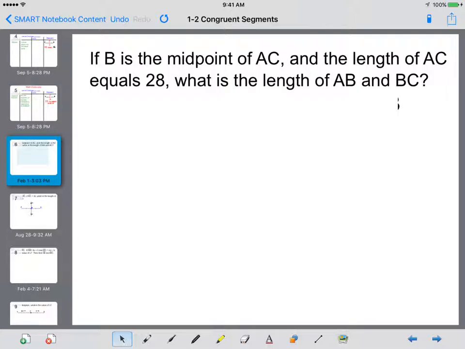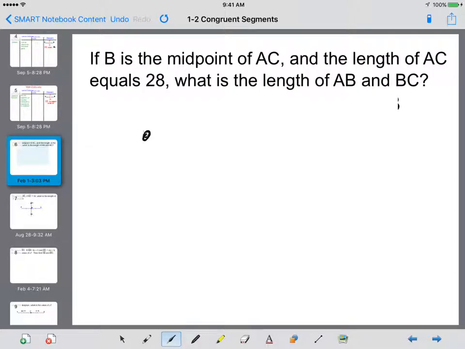So today's focal point is about midpoint and bisectors. Midpoint essentially cuts something in half. So our question is, if B is the midpoint of AC and the length of AC equals 28, what is the length of AB and BC?